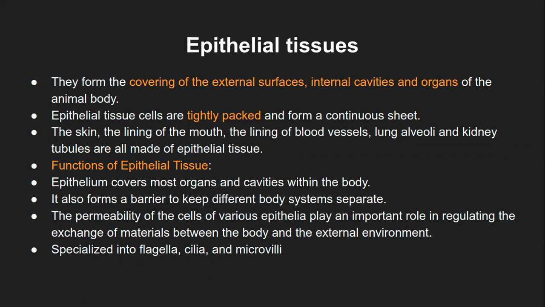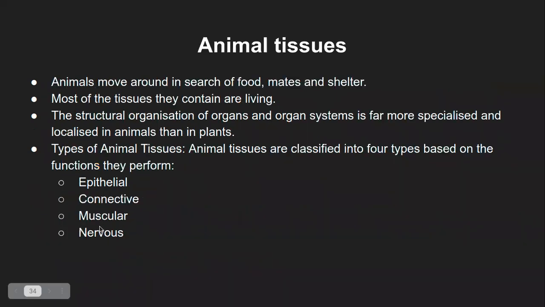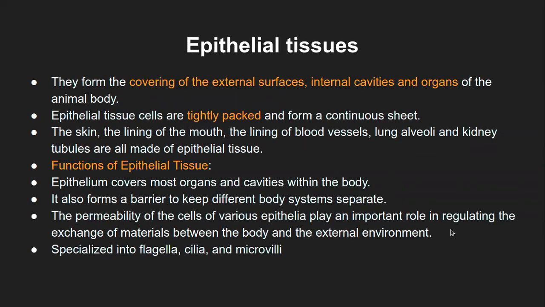Then, yes, I guess someone has a question. Yeah, sir, can you go to the previous slide once? Yeah, I just want to write it down. Okay. These four types you mean: epithelial, connective, muscular, and nervous. Okay, so I hope you are done, and I'm moving forward.